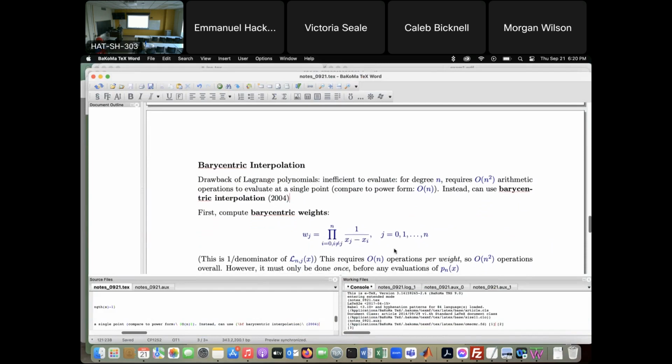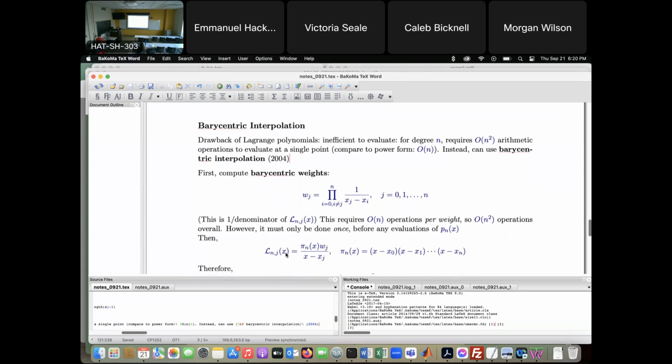Okay. So admittedly, this part's expensive. It requires order n squared operations. But because it's a pre-processing stage, that's okay. Whereas if you use the ordinary Lagrange form, this requires order n squared operations for every single x you plug into it. Here we're doing a lot of work up front. That'll save us later. Okay. So once we have these weights, then what happens?